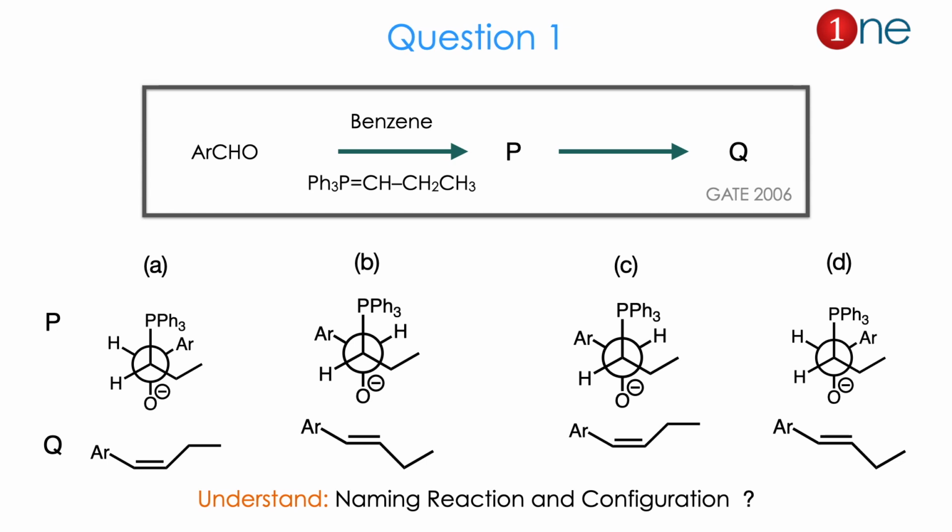The choices are cis alkene or trans alkene. You can say E alkene or Z alkene, and the intermediate which is in the staggered form. The position of aryl group and hydrogen: whether the aryl group is cis to ethyl group or trans to ethyl group. The intermediate dictates the product, so you have to guess which product is which. From the phosphine you might guess a naming reaction is involved, and definitely configuration is the real question here. The answer is A. Let us see how.